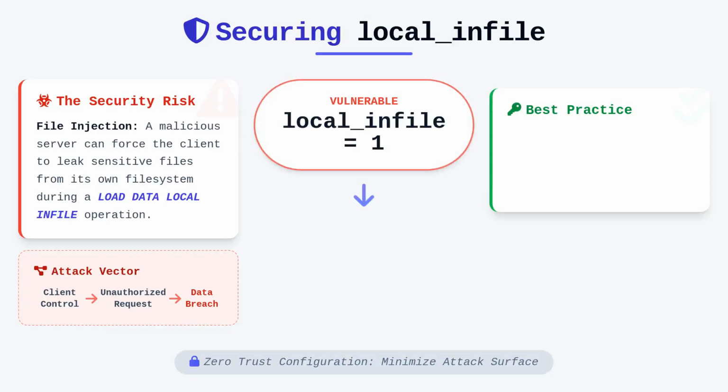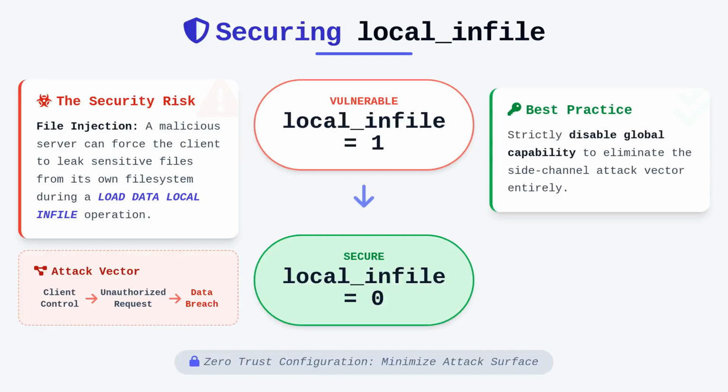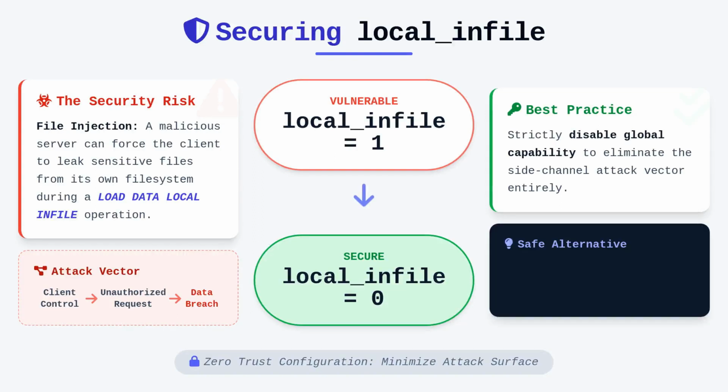Therefore, the secure, best practice approach is to disable this global capability by setting local_infile to 0. By establishing a policy where this variable is strictly forbidden, we eliminate this specific class of client-server side-channel attack. If bulk loading is required, it is far safer to move files to the server's secure local file system and perform a standard, non-local import operation.